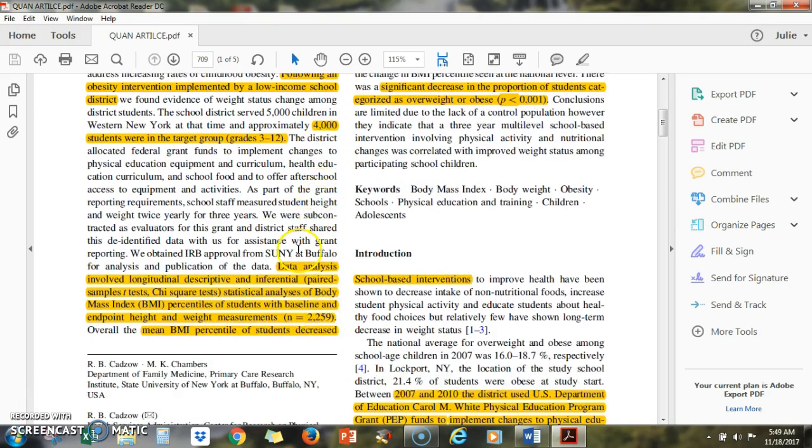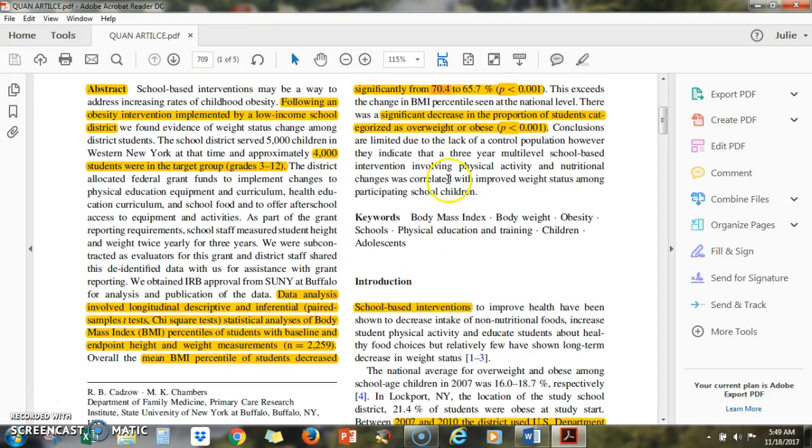But in the end, if we cruise down here and we're reading, I notice their sample size is N equals 2,259. So something I want to keep an eye on is, why didn't they do all 4,000? Also here, this talks about data analysis, and it talks about a longitudinal descriptive inferential study, which I know right off the bat is quantitative. If I didn't know that, I would go on to paired sample t-test and chi-square test.